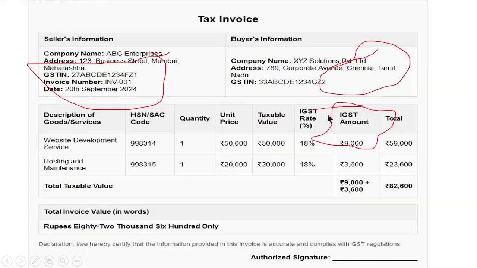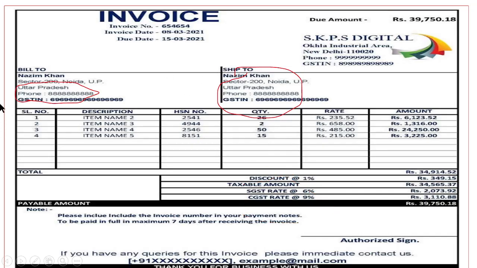So in the previous bill, the seller is from UP and the buyer is also in UP. So this is within the state, means the two GSTs applicable are SGST and CGST. So within the state, this is called intrastate supply.